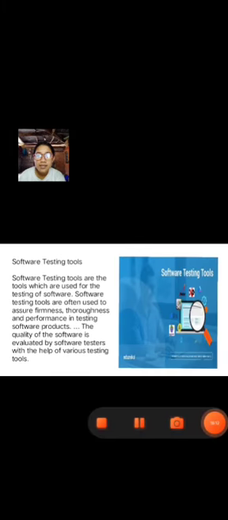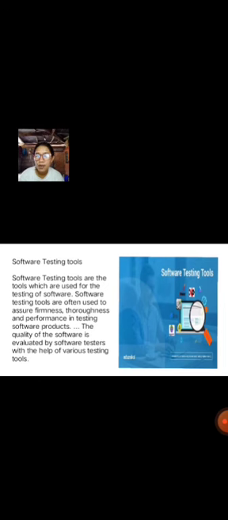Next is the software testing tools. Software testing tools are the tools which are used for the testing of software. They are often used to assure firmness, thoroughness, and performance in testing software products. The quality of the software is evaluated by software testers with the help of various testing tools. The following tools can be used for automation testing.